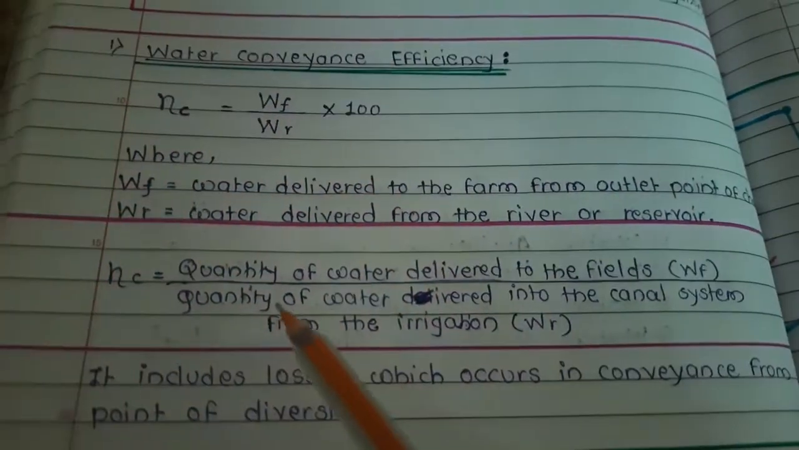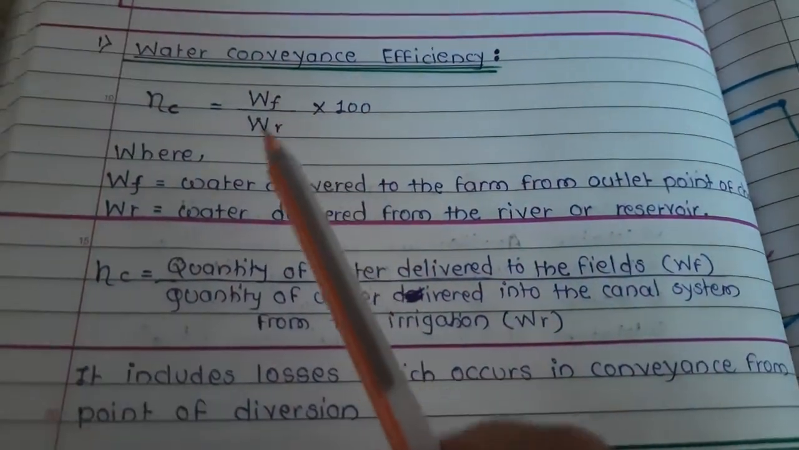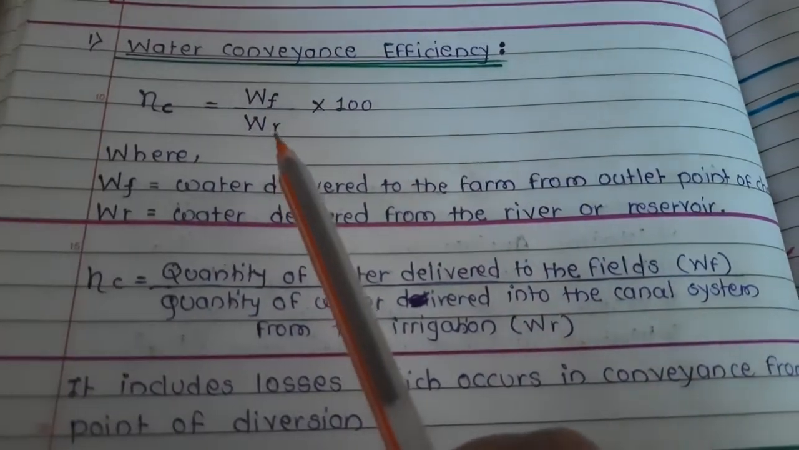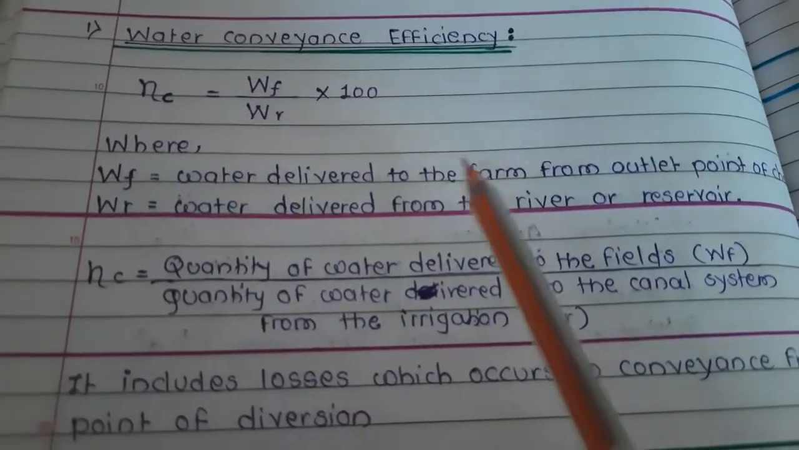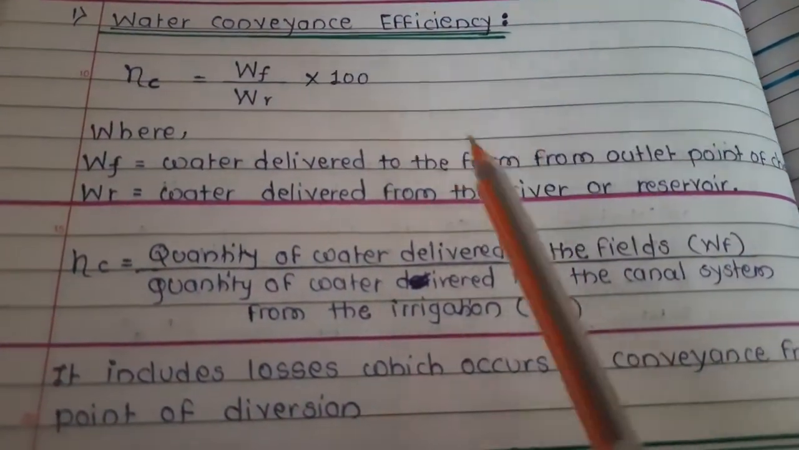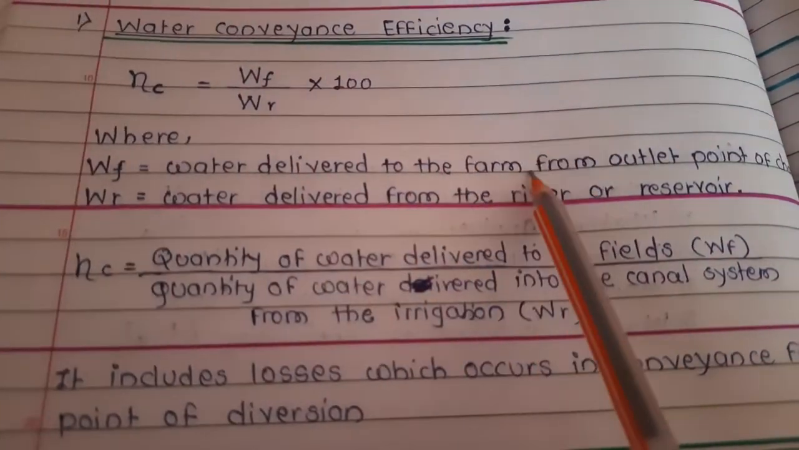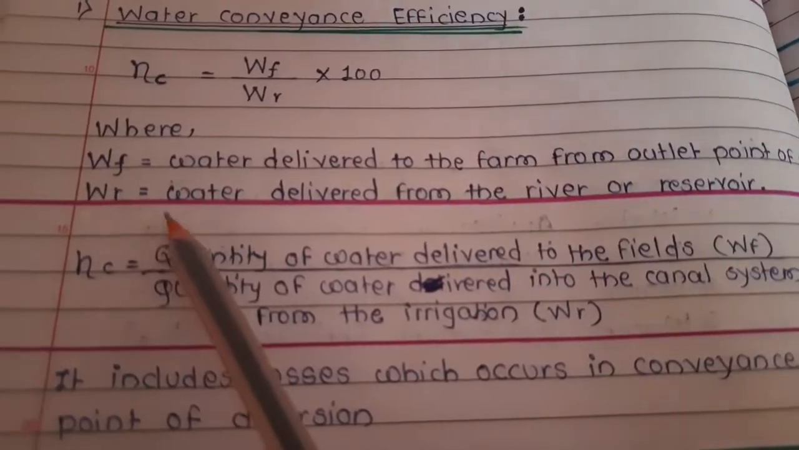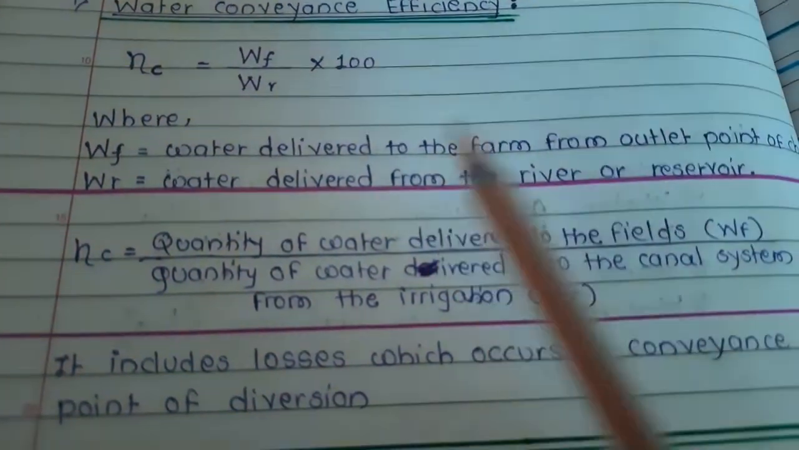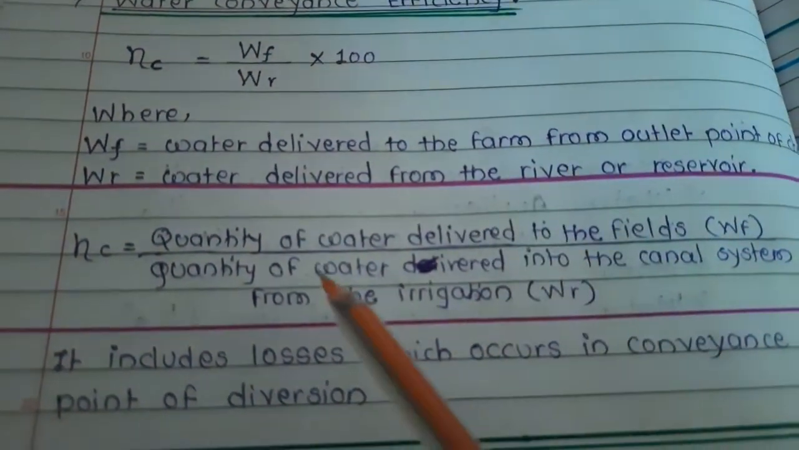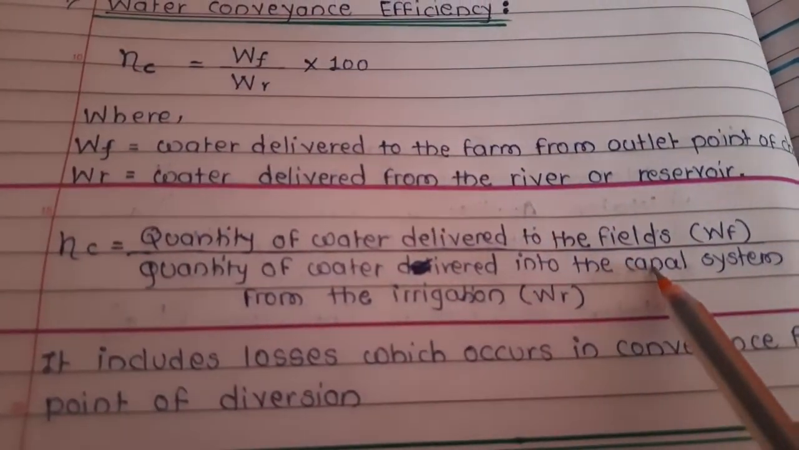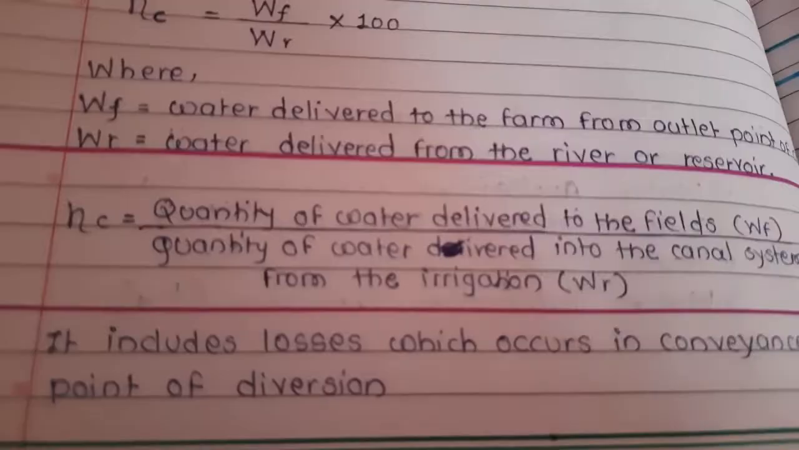Water conveyance efficiency's formula: eta C is equal to Wf upon Wr. Wf is the water delivered to the farm, and Wr is the water delivered from the river or reservoir. This is also called the quantity of water diverted into the canal from the river.